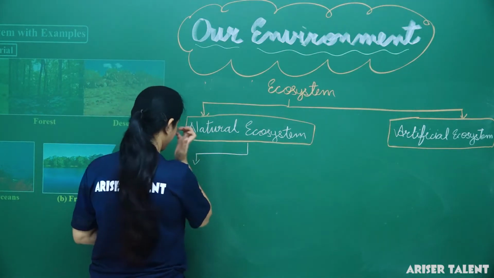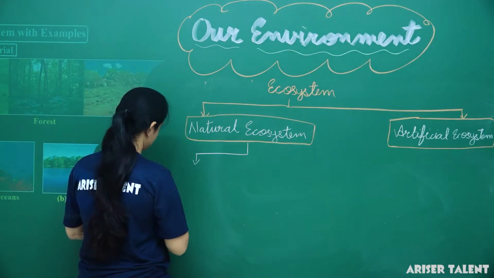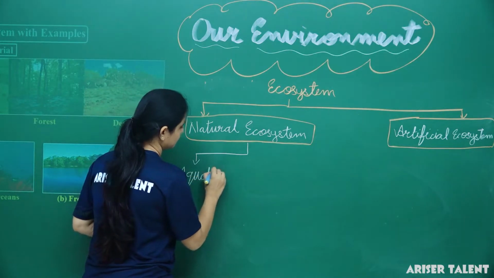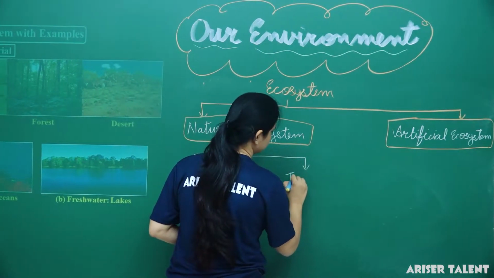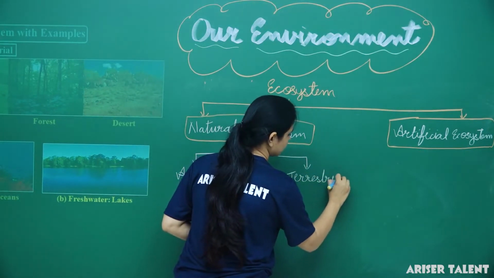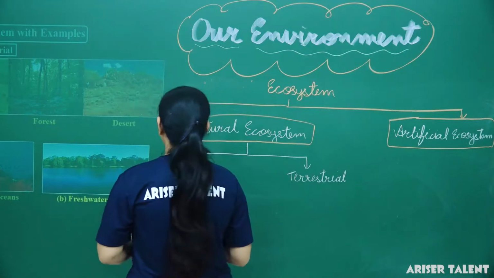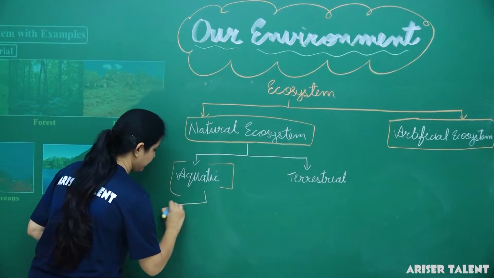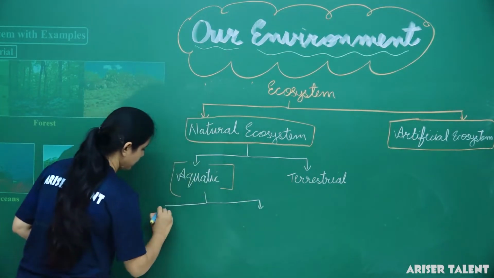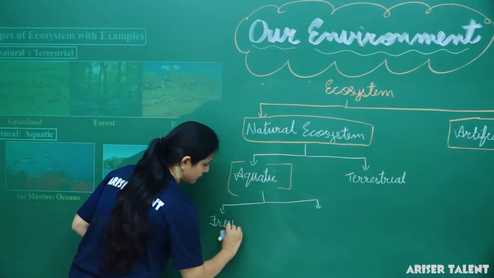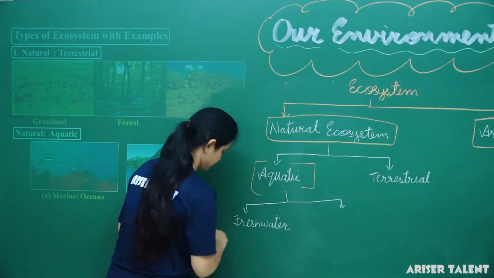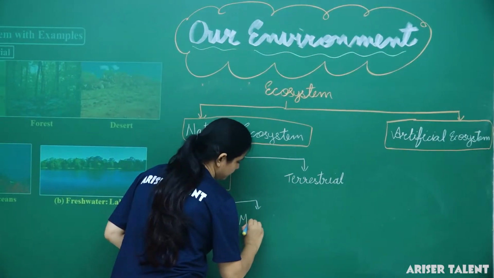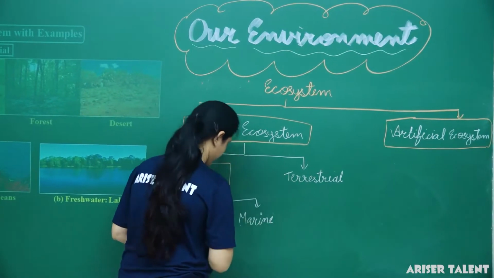What are they? One is, what are they? Aquatic and terrestrial. Okay, aquatic and terrestrial. If we talk about the aquatic, then again it is classified freshwater and marine. Freshwater and marine. Clear?